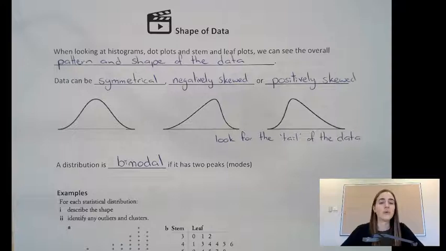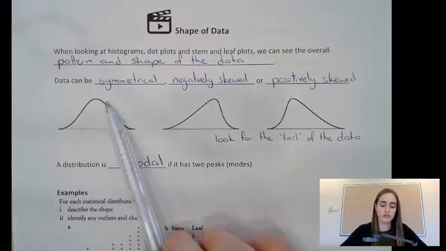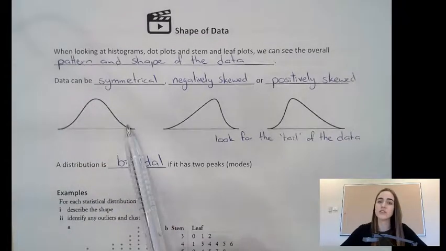In this video, I want to have a look at how we can describe the shape of a data set. So when we're looking at stem and leaf plots or histograms or dot plots, we can see the overall pattern and shape that the data forms. So data can be symmetrical. So if we draw the general curve on, it looks like this. So it's the same on both sides.